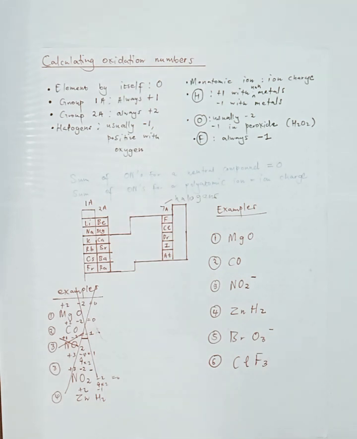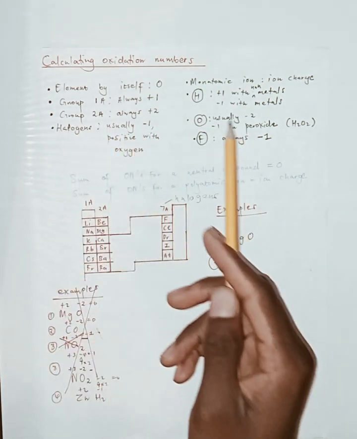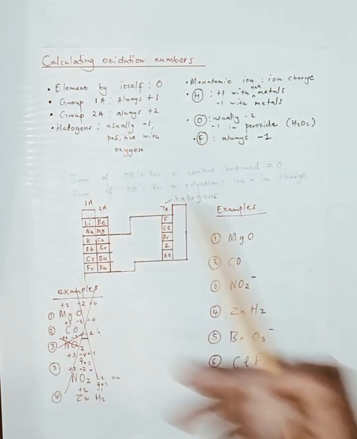So MgO, okay, first off, we know that O is usually -2, but let's see Mg. Mg is in group 2A, that's right, so it's always +2. So which one would you say we can start with here? The one that's always +2 or the one that's usually -2? The one that's always +2, right?